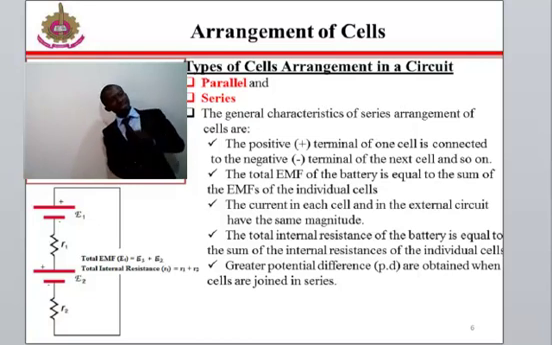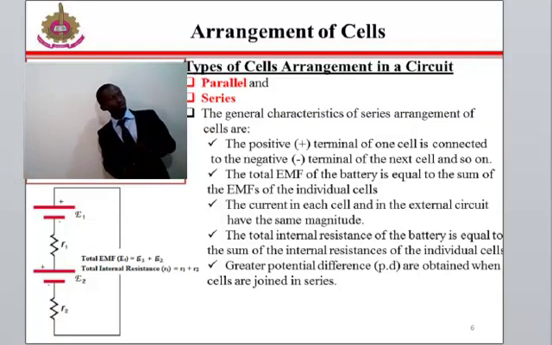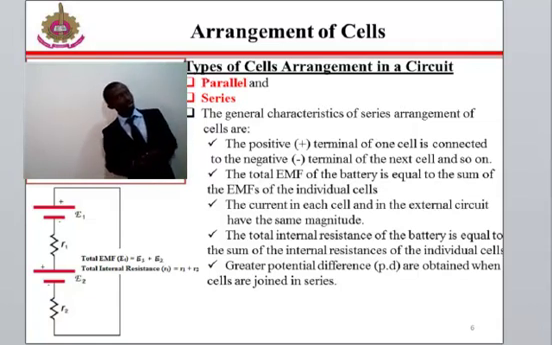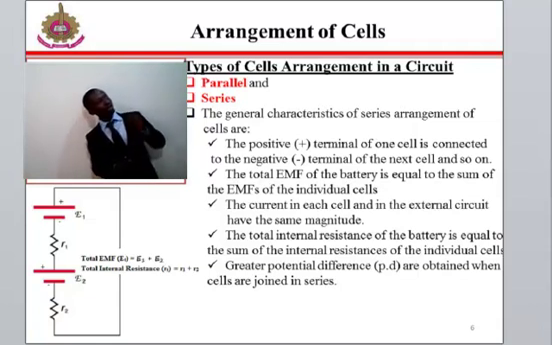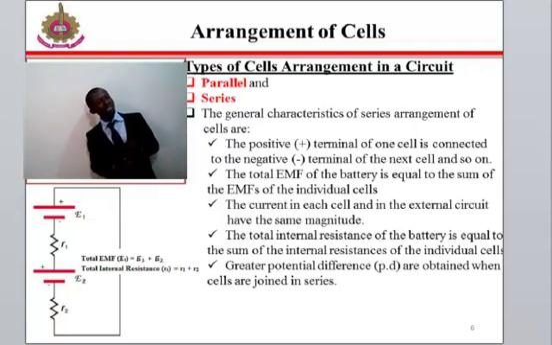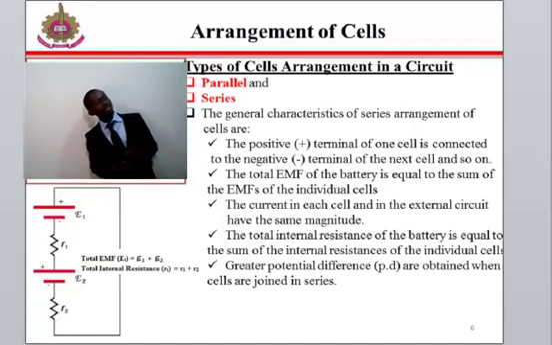There are general characteristics of series arrangement of cells, which are: 1. The positive terminal of one cell is connected to the negative terminal of the next cell, and so on. Also, the total EMF of the battery is equal to the sum of the EMFs of the individual cells. Another characteristic of series arrangement of cells is that the current in each cell and in the external circuit have the same magnitude. Also, the total internal resistance of the battery is equal to the sum of the internal resistances of the individual cells.